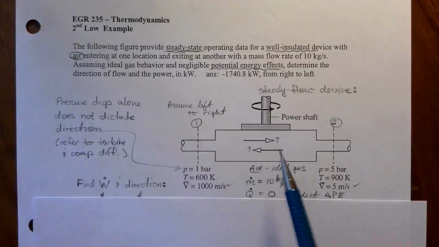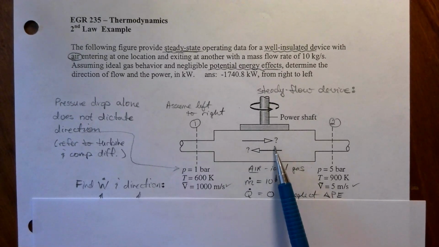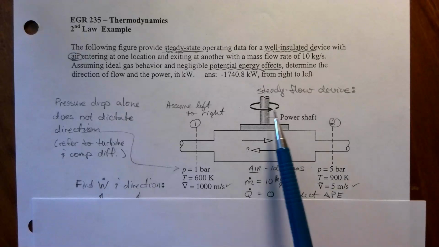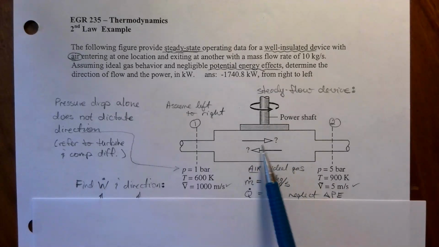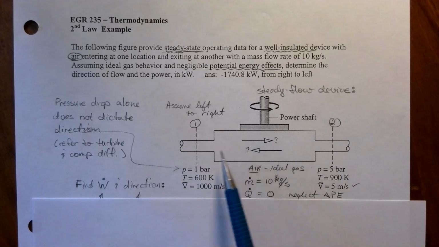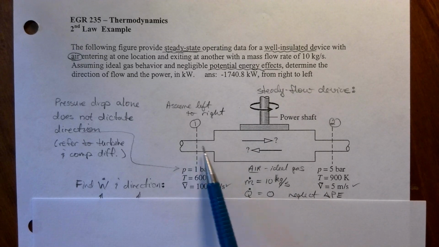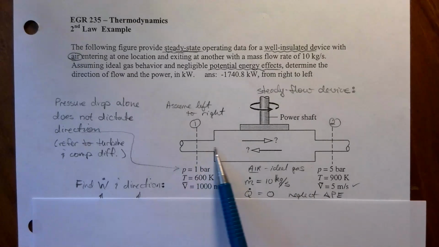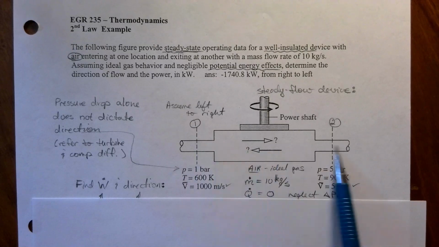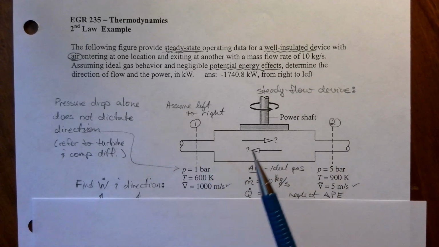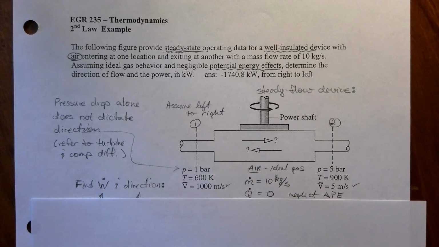Okay, so in this problem we have a device, and they're not telling us the direction. We have power being produced. This is a well-insulated device, so no heat transfer. Air, so it's an ideal gas. Air is either coming in at this pressure and going out at that pressure and temperature, or the reverse case. We don't know which way. And remember, the first law doesn't tell us which way. We're going to have to use the second law to figure out which way.